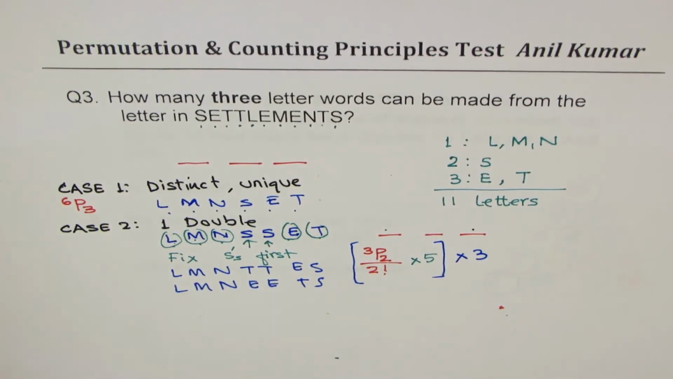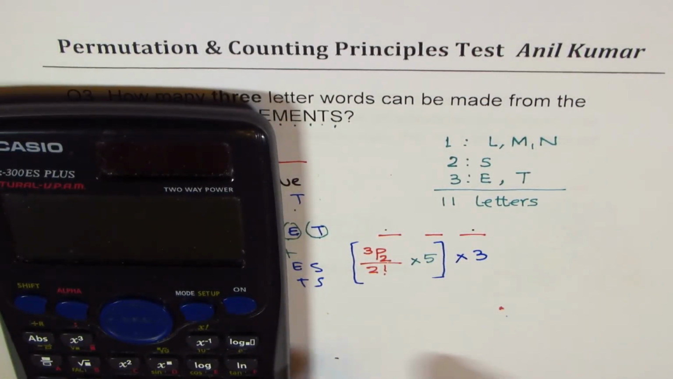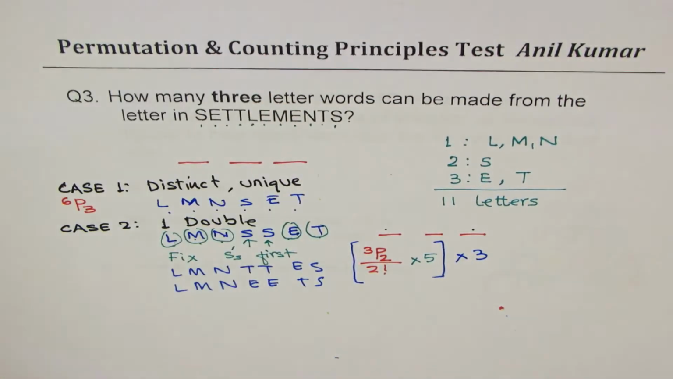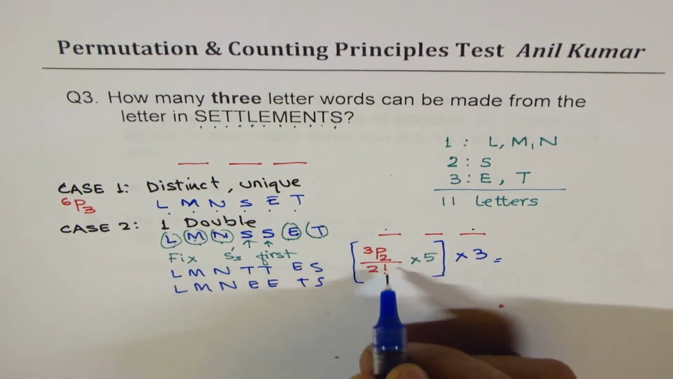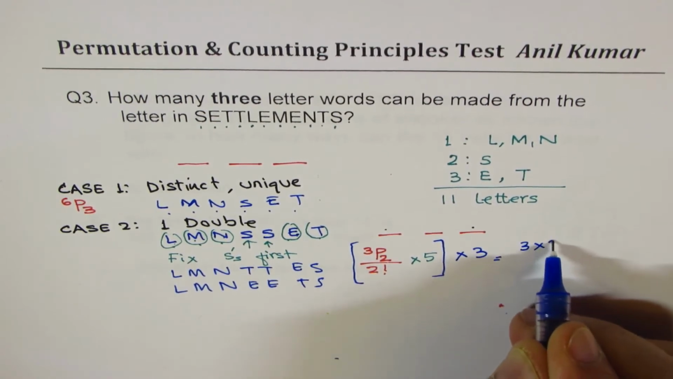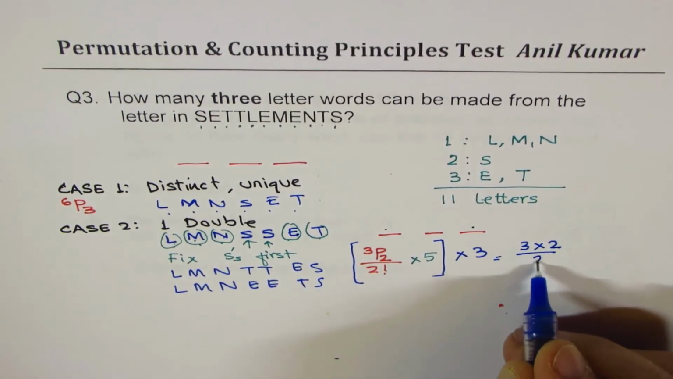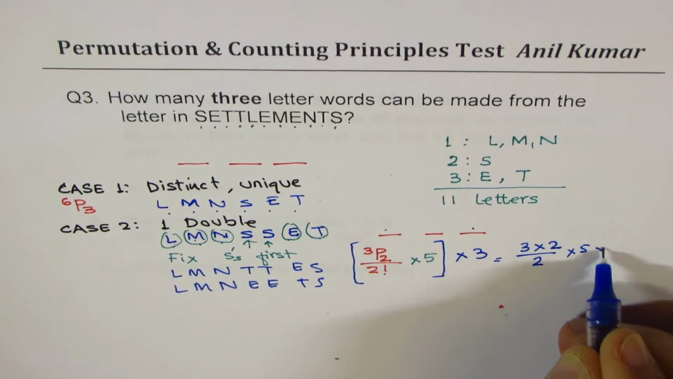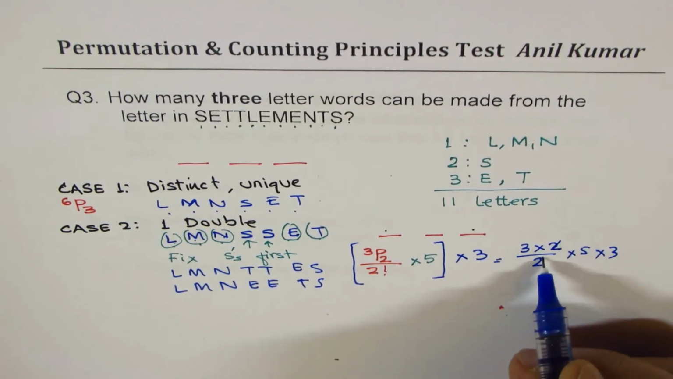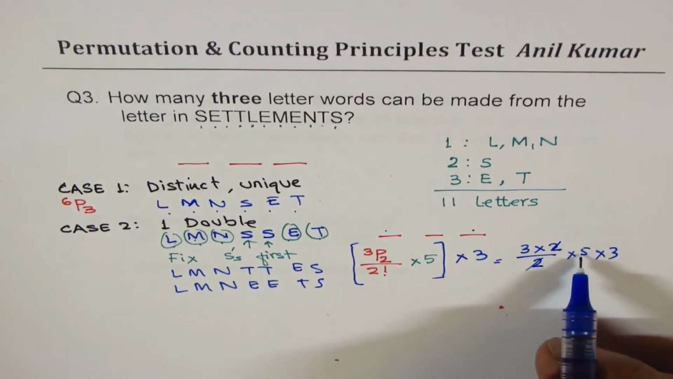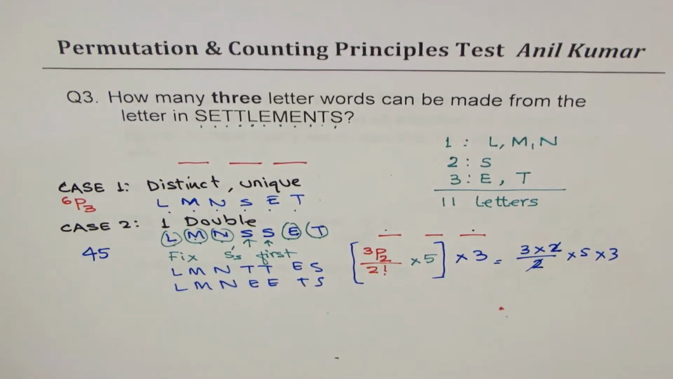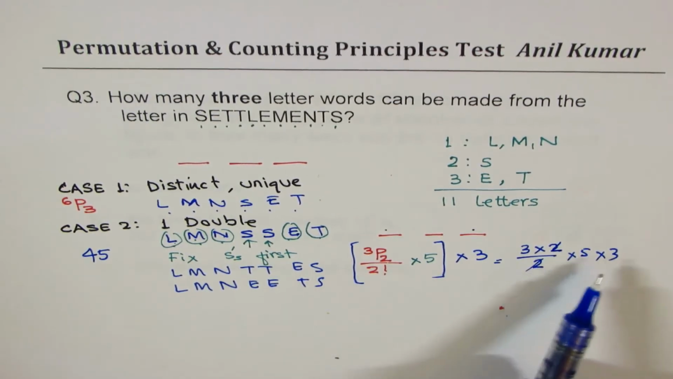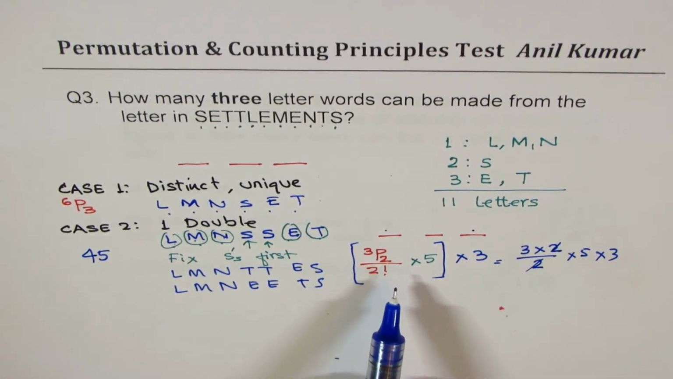So that is the answer. Let's figure this out. We have 3P2, which is 3 times 2, 6. Anyway, let me do it here, it's easier to work with numbers. So 3P2 means 3 times 2, divided by 2 factorial, times 5 times 3. So this cancels. What do you get? 3 times 5 is 15, times 3 is 45. So you get 45 cases here. You understand how we got it? This is the most critical part.